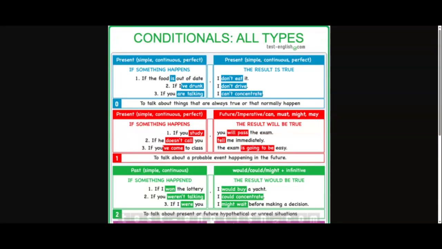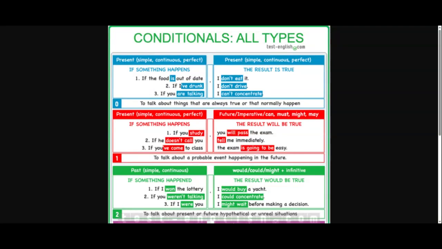If the food is out of date is the condition, or the if clause. And I don't eat it is the result, or the main clause. I don't eat it can be alone. Esta oración puede ir sola porque por eso es la main clause, porque tiene un significado completo. It has a complete meaning, okay?